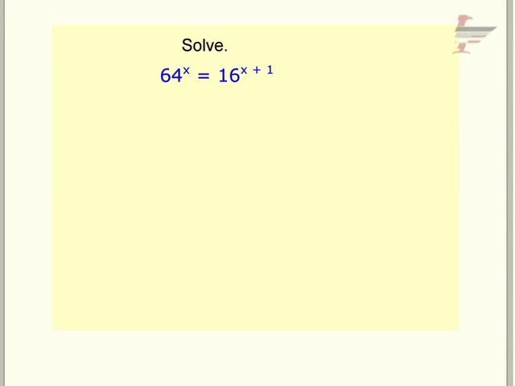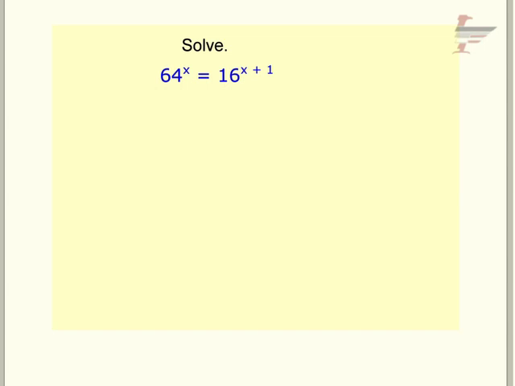Okay, so this first example says solve 64 to the x equals 16 to the x plus 1. So if you remember the exponential base rule, if the bases of 64 and 16 were the same, then their exponents would have to equal each other. Clearly they are not the same. So lucky for us, 64 and 16 are both powers of 4.